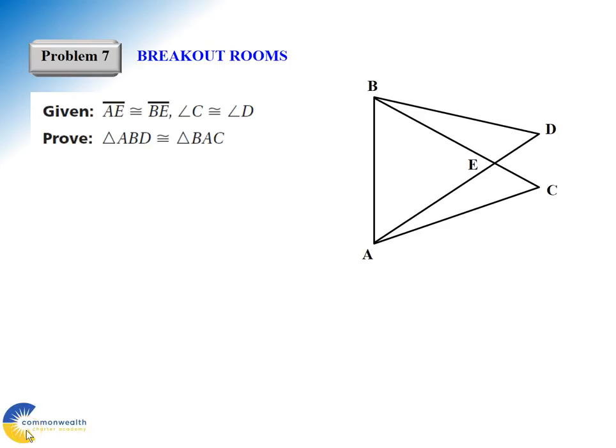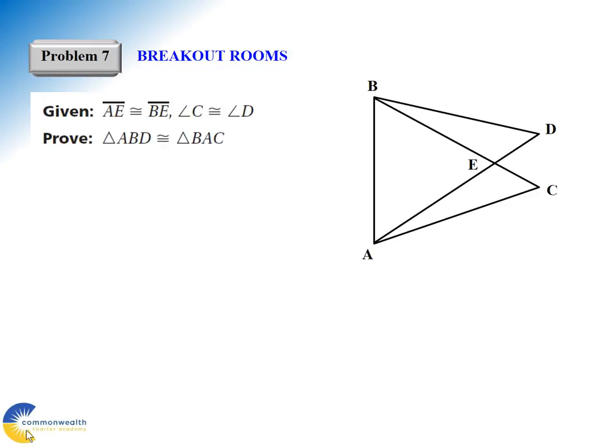So here is the answer to the two questions I had put onto the exit ticket for today's lesson. This was originally something I did in the actual live lesson, so that's why you're seeing it says breakout rooms. But here you're given that these two triangles have some overlap between them, and that AE is congruent to BE, and angle C is congruent to angle D.